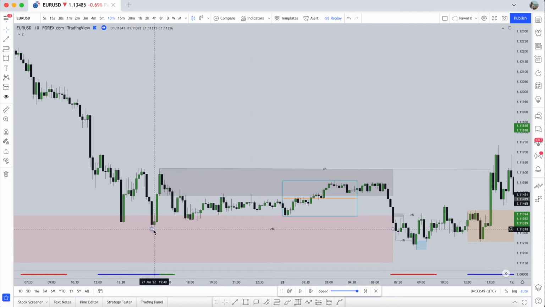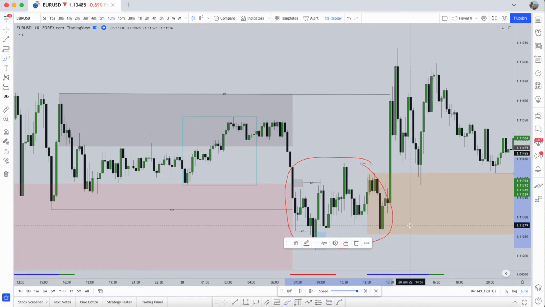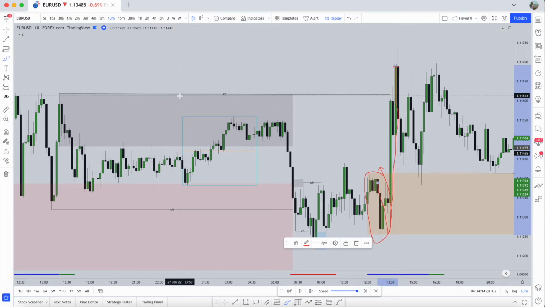Okay, so which is ultimately our break of structure to the downside. Then once we start pushing to the upside, we then have our confirmed change in character, and then down here on a lower time frame, or potentially on a higher time frame, what we have is somewhere to look for a POI. Okay, and that is typically the last place in which price sold off before pushing to the upside, breaking structure. Okay, so that's exactly what we're looking for.